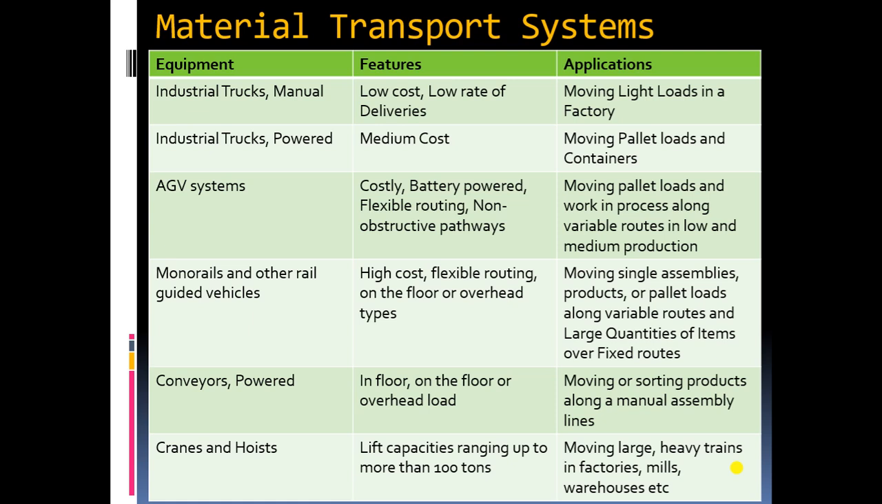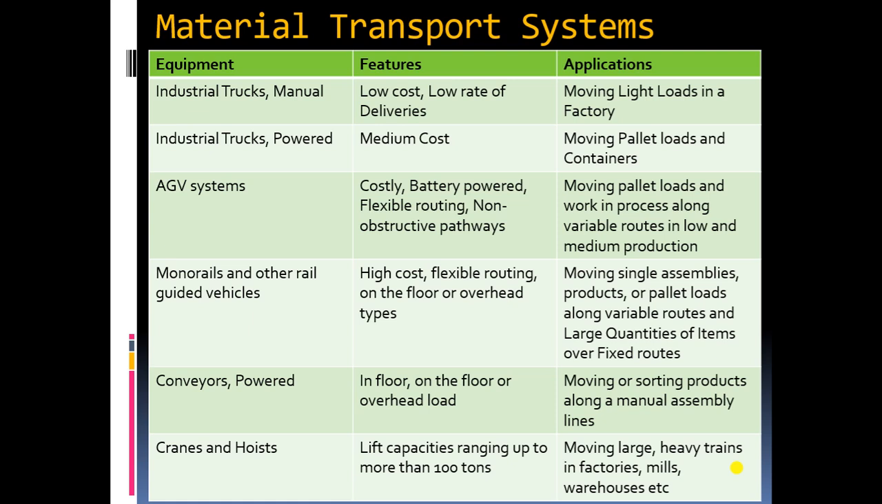Then automated guided vehicle systems. The features: it's costly, it is battery powered, and flexible routing can be done. Non-obstructive pathways. Applications: moving pallet loads and work in process along variable routes in low and medium production.